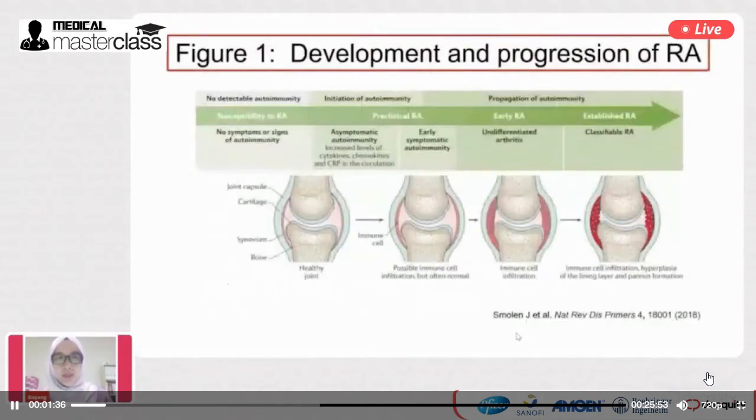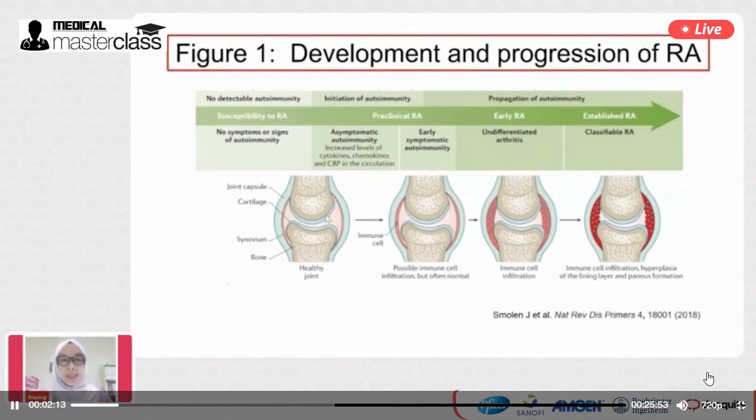damage. So let's take a look at this figure, the development and progression of rheumatoid arthritis. Let's say the patient is susceptible to rheumatoid arthritis, but at that point in time, they have a healthy joint. So, which type of patient is actually susceptible to rheumatoid arthritis? For example, when they have a family history of rheumatoid arthritis, or they are probably a smoker.